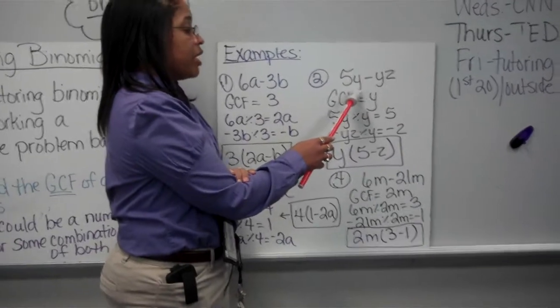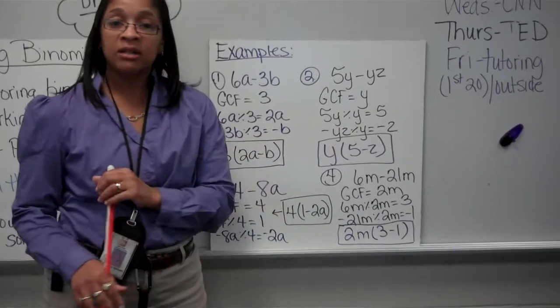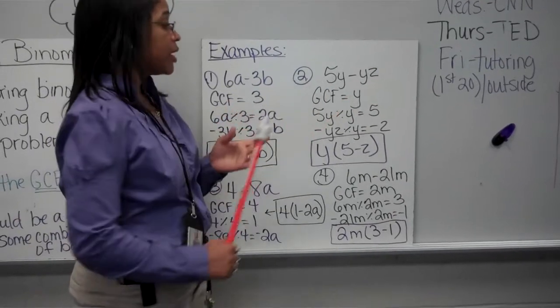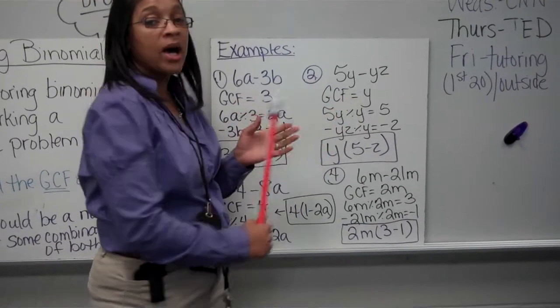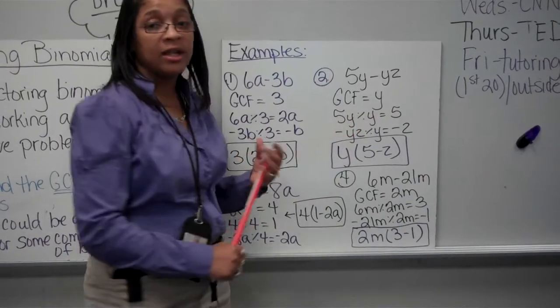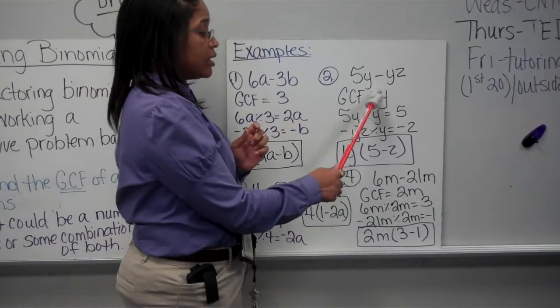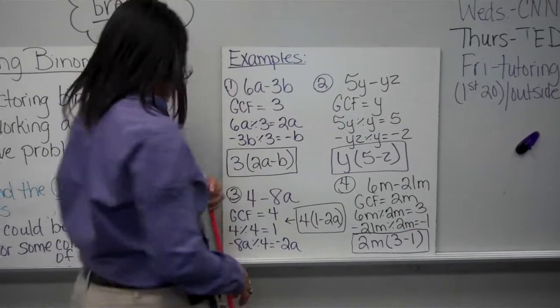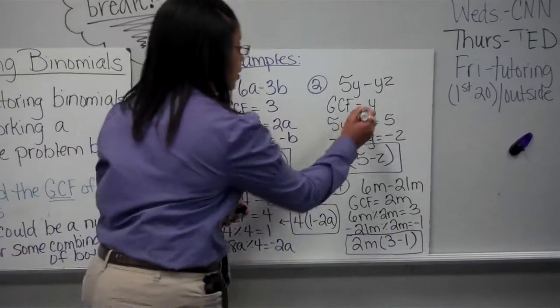So then I go to my variables and see if they have a common variable in each term. And there is. Each term has a y. So I'm going to pull out that y as my GCF. There's an understood 1 in here that you don't have to write, but you can if you want. So I'll put it just so you know.